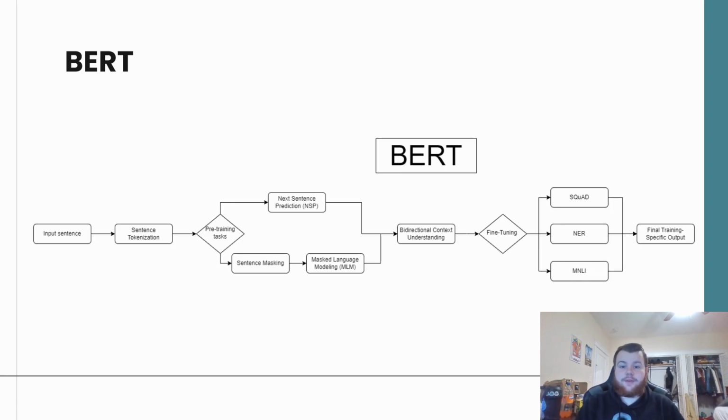This is the workflow diagram for the BERT model. It starts by tokenizing the sentences and then running multiple different pre-training tasks, which include next sentence prediction, where you give it a sentence and it tries to predict what will come after that, and masked language modeling, where it will mask random words in a sentence and try to predict what those words should be. It has bidirectional context understanding, so it can look both directions in a sentence to see what word would fit the context, and it can be fine-tuned on a specific dataset, such as one of the ones listed here.